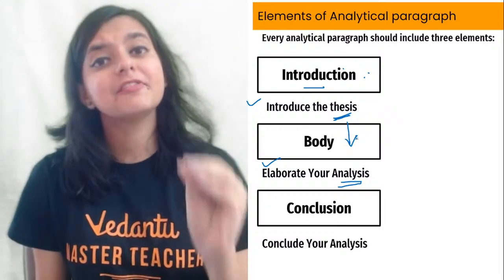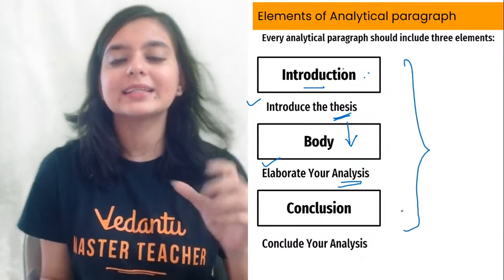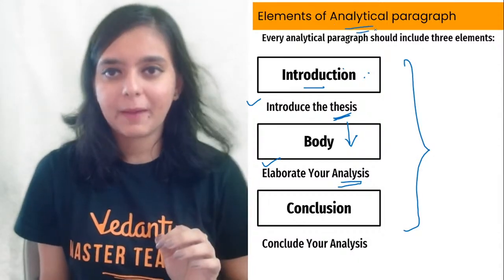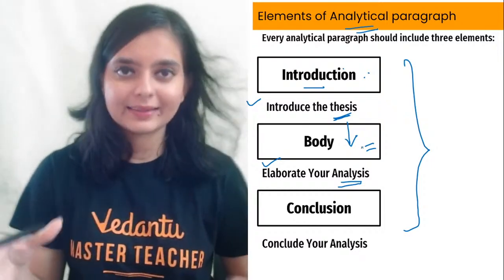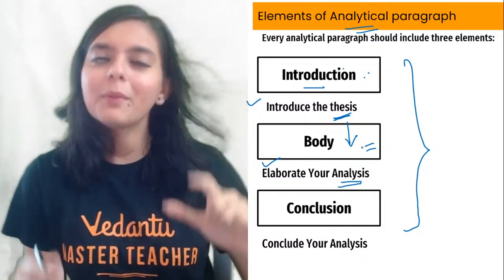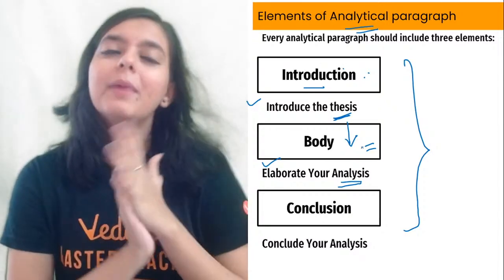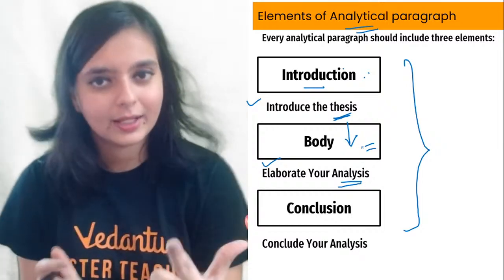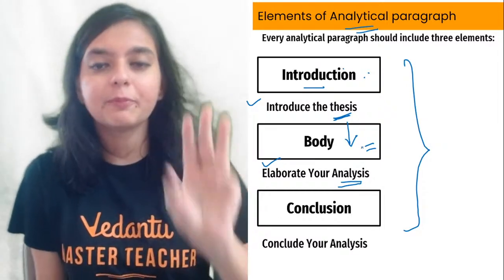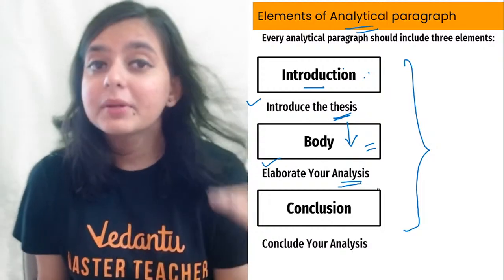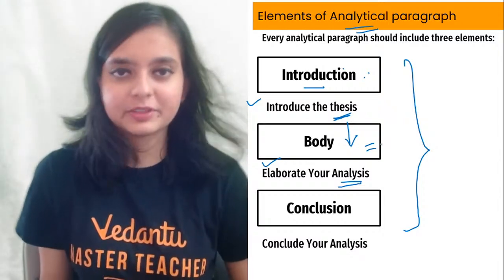Now you can subdivide your body. Basically, these are the three elements, the three paragraphs in your analytical paragraph, but you can also subdivide your body into body 1, body 2, something like that. You do not have to mention body 1, body 2, but you can subdivide the body into separate paragraphs if required. But you can also merge them into one. So neatly you need to divide your analytical paragraph into three portions, that is introduction, body and conclusion. But it's optional, you can also divide your body into subdivisions, right?